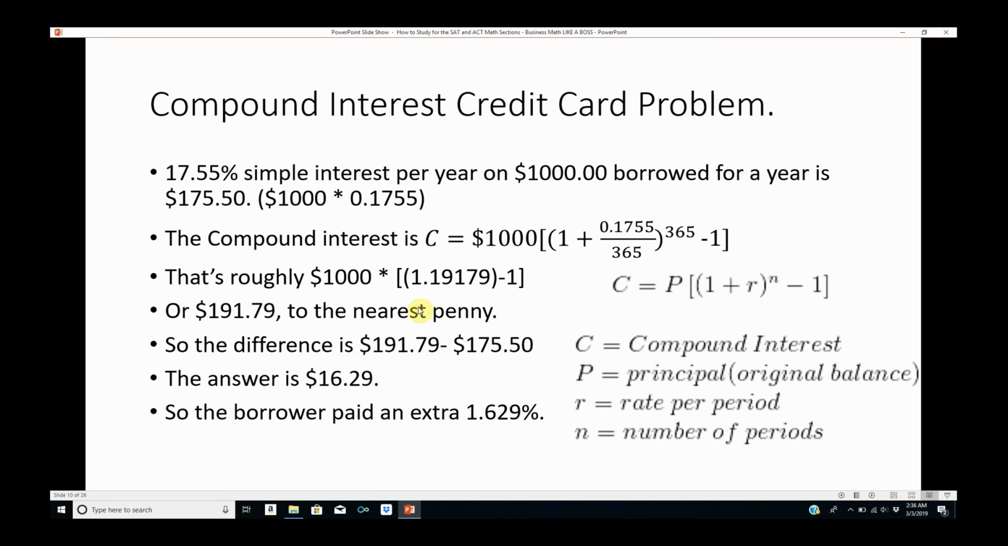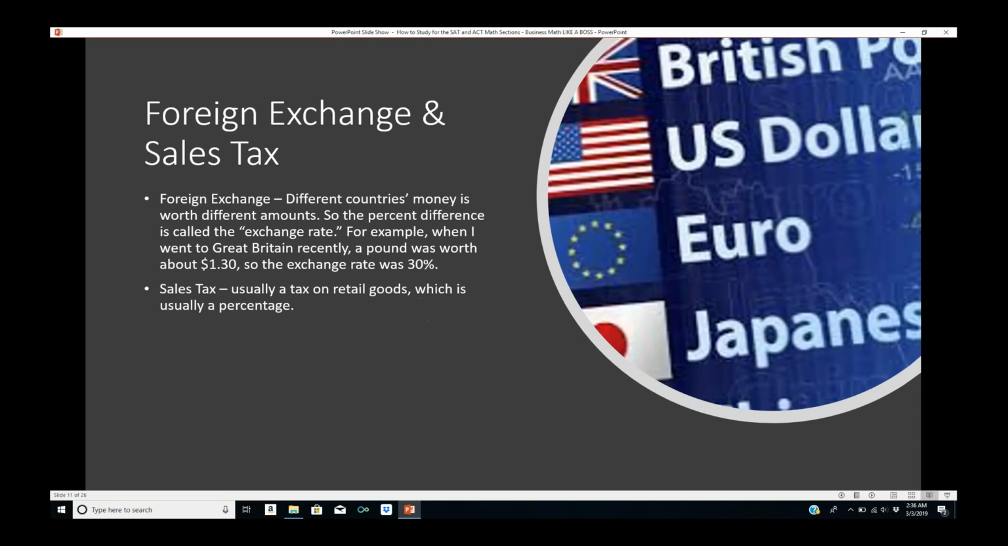The next issue here is foreign exchange and sales tax. Foreign exchange is basically how much money from different countries is worth relative to each other. Different countries' money is worth different amounts. Some countries' money is considered to be more stable and less likely to lose its value, so it's worth more than money from countries that have weaker economies, I guess you could say. So, for example, when I went to Great Britain recently, a pound was worth about $1.30, so the exchange rate was 30%.